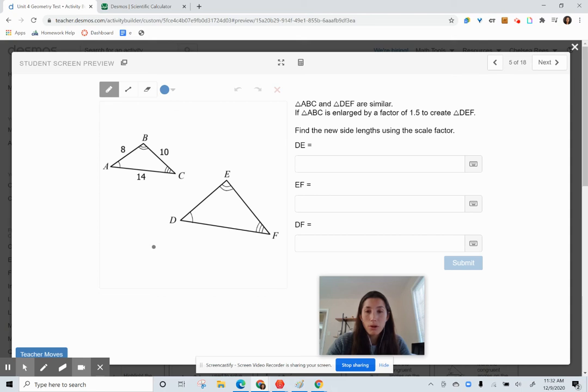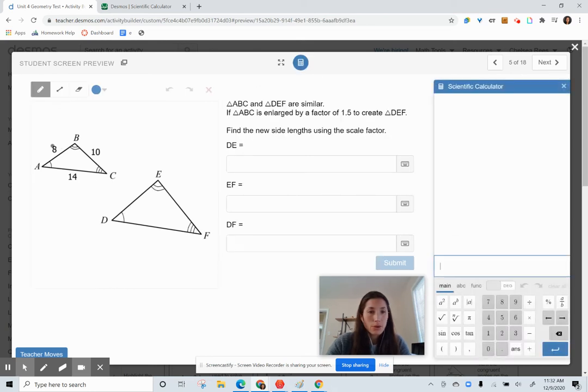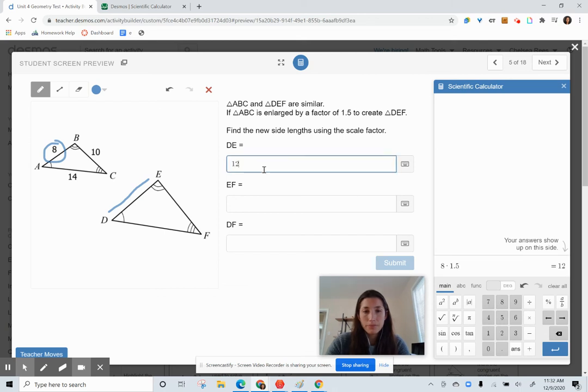Here we're looking for missing sides of our new figure based on our enlargement factor, our scale factor of 1.5. So on the first side, we've got 8, and we're going to match that up with this side here, DE. So we're going to do 8 multiplied with 1.5. That's going to be 12.